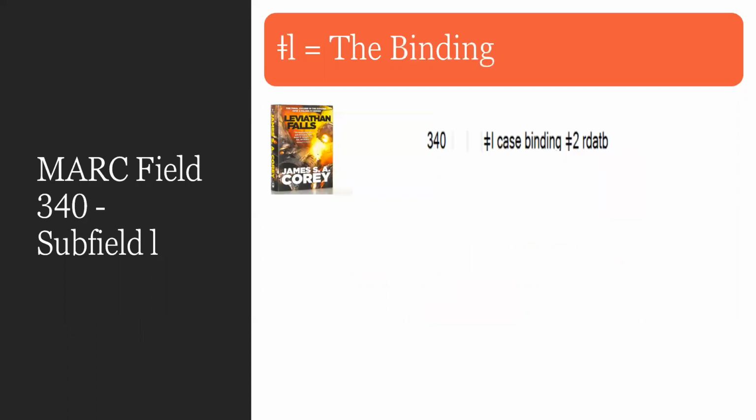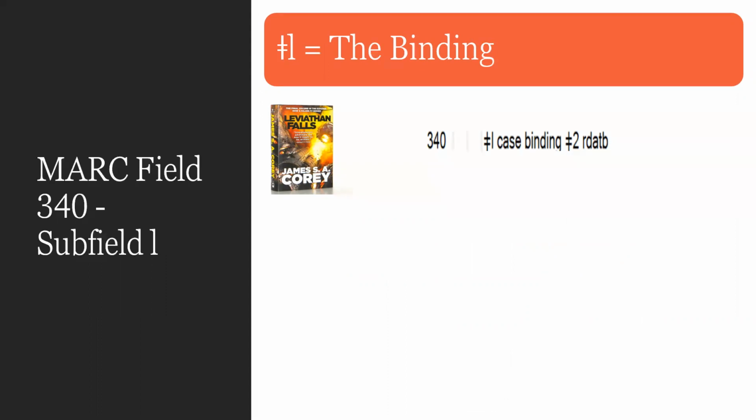Next is our subfield L, which is the binding, and that's the method used to bind a published or unpublished resource or other binding information. Case binding is a type of binding that sews or glues sheets into sections that are glued together to form a flat spine and that are attached to end papers, which are in turn attached to a stiff outer casing. And that's just a fancy way of saying hardback.